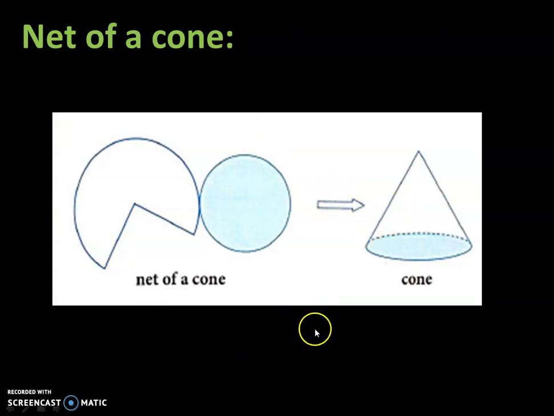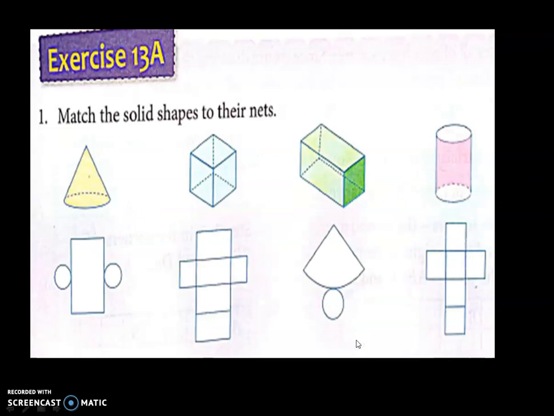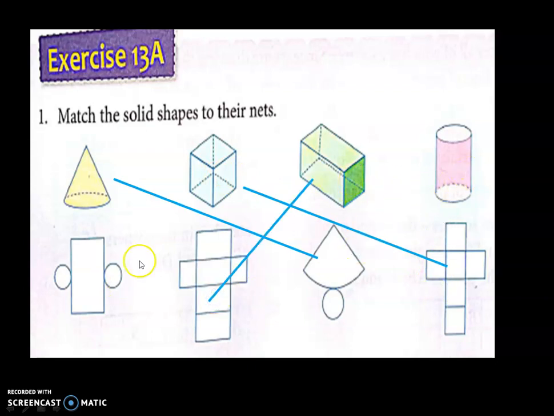Okay, so coming to the exercise, they're asking us to match the pattern, that is the net, to the solid shapes. So this one, yes, this one. And for cube, all the sides equal, so this. And for cuboid, like this. Then for cylinder, this one, two circular faces, sorry, one curved face and two flat faces.